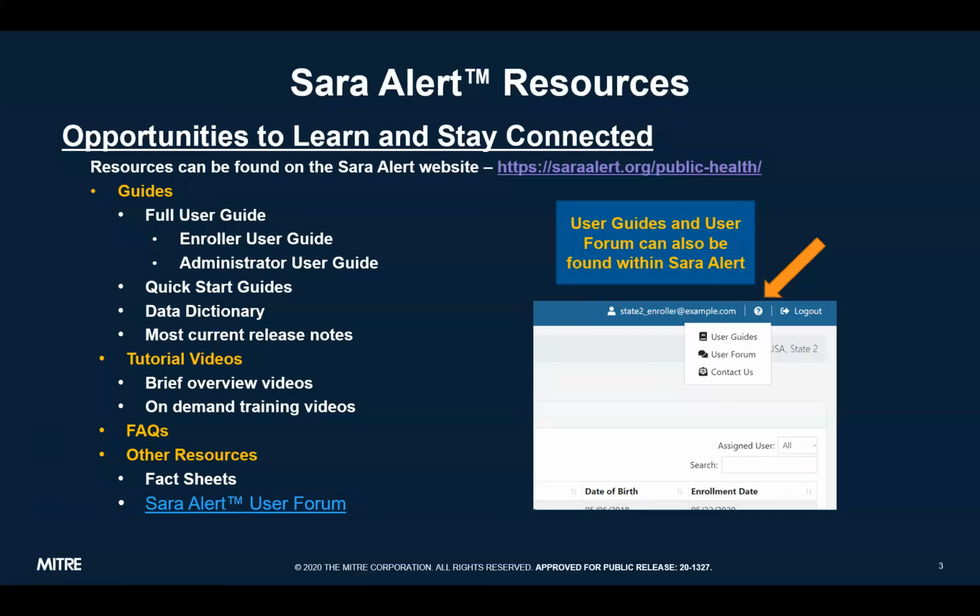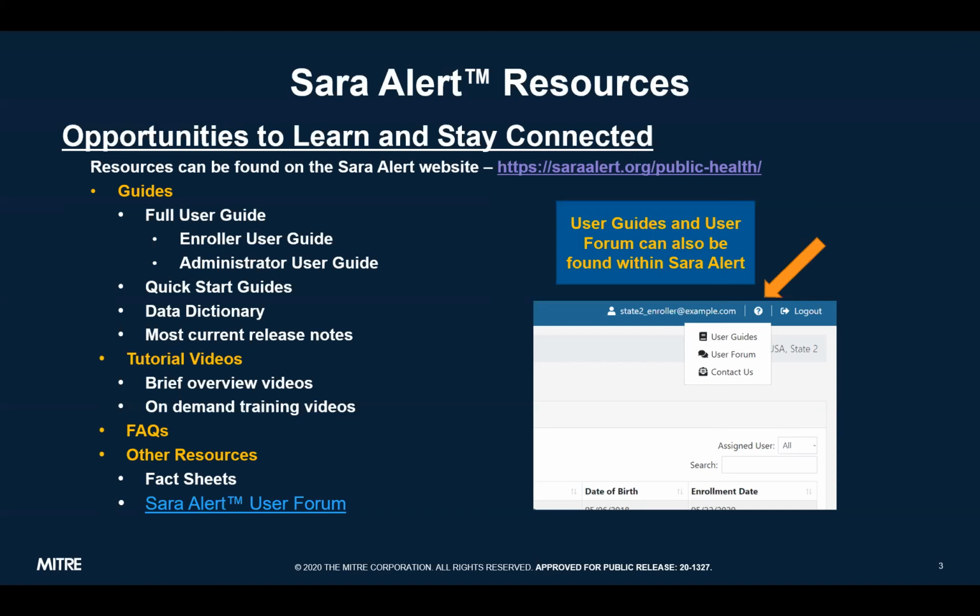We have a number of resources we provide to users of the system that enhance learning and keep users up to date on new changes in the system. All of these resources can be found on the Sara Alert website at saraalert.org/publichealth. The full user guide is updated with every new release, approximately every 2 weeks, to reflect changes to new features in the system. There is also a user guide specific to enroller functionality and one for administrators detailing user management functions. There are quick start guides available on a variety of topics and user roles.